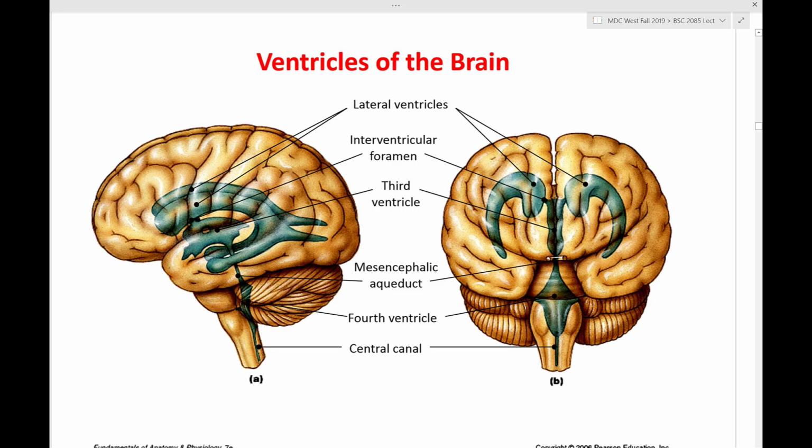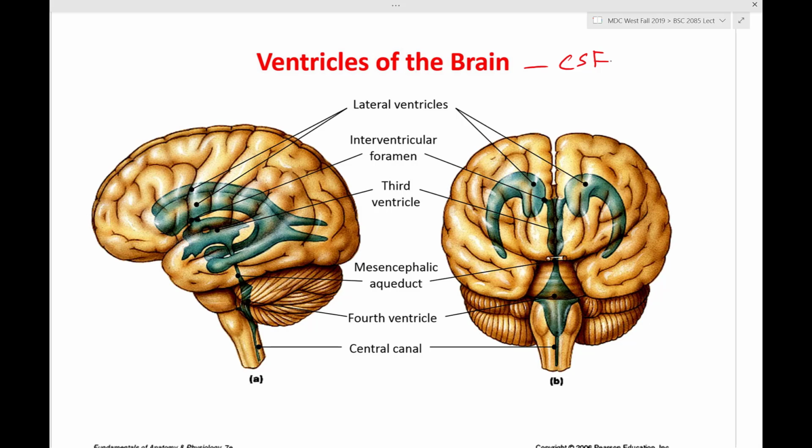Inside the brain, these ventricles are actually hollow structures. What does that mean? They're empty spaces. But these spaces are filled with a specific fluid known as cerebrospinal fluid, that extends all the way from the brain to your spine.